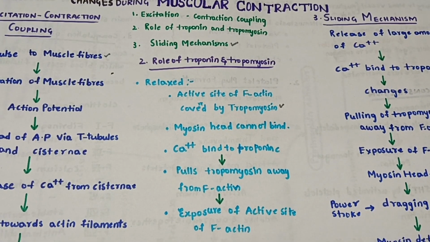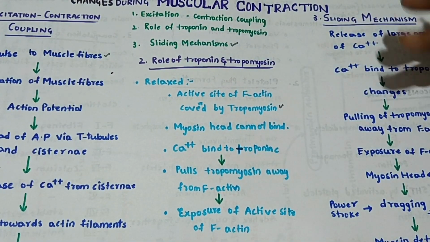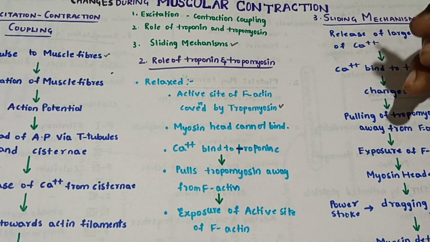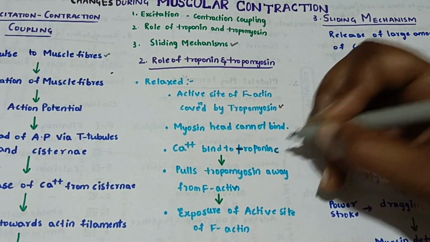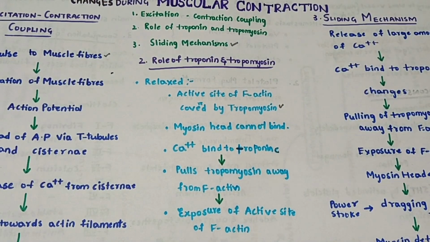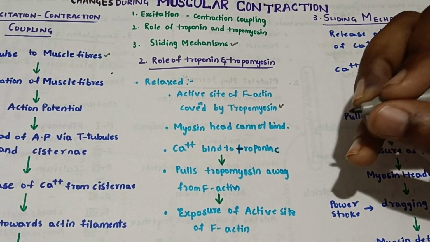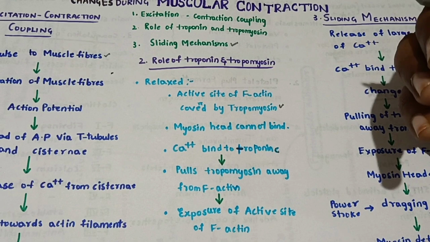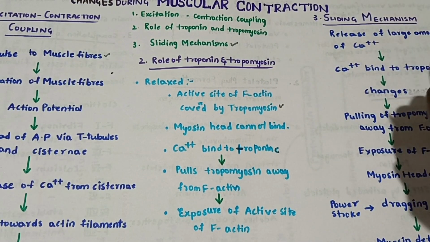We have seen that calcium is released from the cisternae and comes towards the actin filament. Here the calcium binds to troponin C, which pulls tropomyosin away from the F actin. Tropomyosin is covering the active site of F actin, right? So whenever calcium binds to troponin C, it pulls tropomyosin away from the active site of F actin.